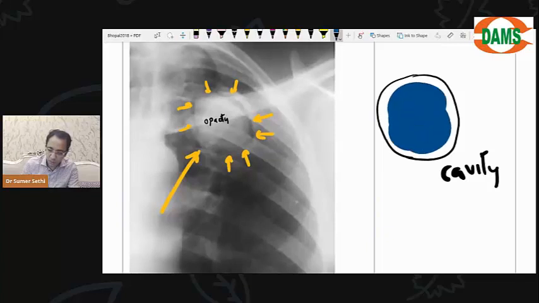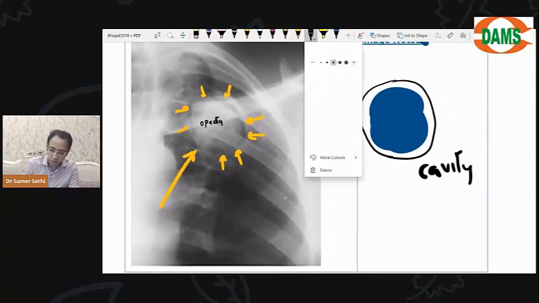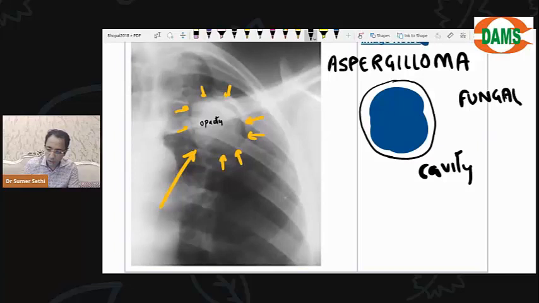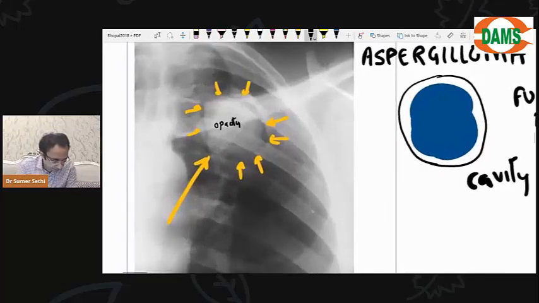Which fungus could this be? Which fungus could this be? Have you studied this so far? So in your microbiology, they will tell you that there is a fungus which is ubiquitous, which is aspergillus. So this is called aspergilloma or fungal ball. So how do we identify this in the exam?